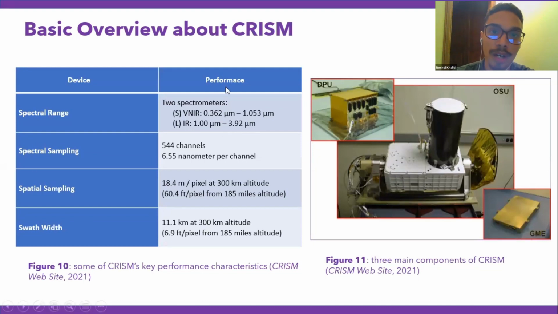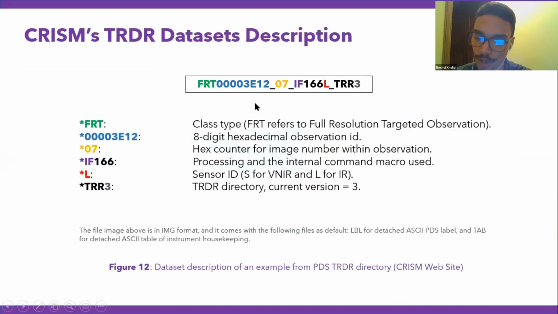Data that comes from CRISM in general is compressed, right? And it's extracted in many directories. These directories differ in resolution according to the observation mode. Our directory of interest in this study is TRDR. It stands for Targeted Reduced Data Records.